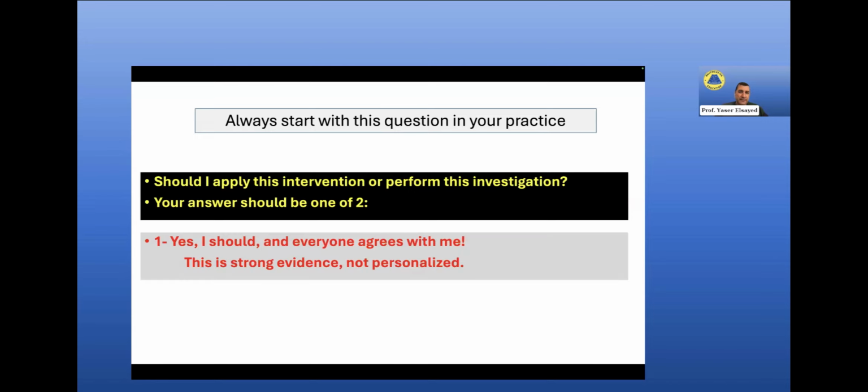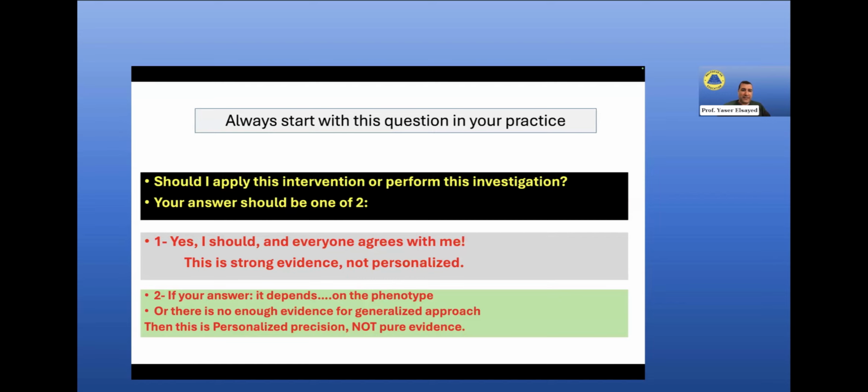If your answer is yes, I should, and everyone agrees with you, this is strong evidence, not personalized. A simple example: give surfactant for RDS. No one will argue with you. Give antenatal steroids to any pregnant woman in premature labor. Or give caffeine for premature infants at 28 weeks. No one will argue with you about that because the evidence is really strong.